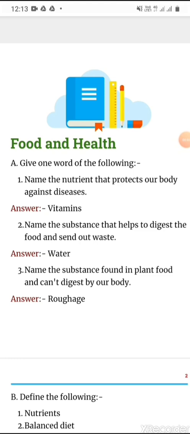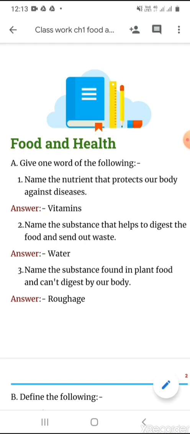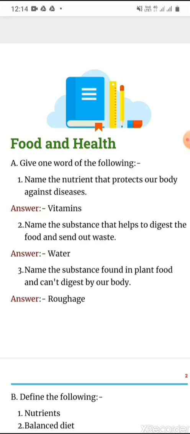Yes, children, now we have a few exercises to do. This you have to note down in your notebooks. First one, give one word for the following. Name the nutrients that protect our body against diseases. That is vitamins. Next question. Name the substance that helps to digest the food and send out waste. Answer is water. Third one. Name the substance found in plant food that can't be digested by our body. The answer is roughage.